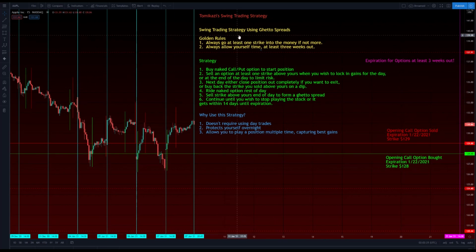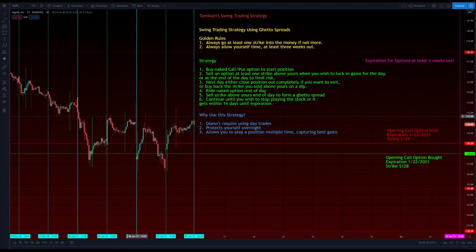I'll just go through these rules. Golden rules: always go at least one strike in the money, if not more. I would suggest going in as far as you can to reduce the premium that you paid. And then always give yourself at least 3 weeks. If you can give yourself more, it just allows you to do more with the strategy.